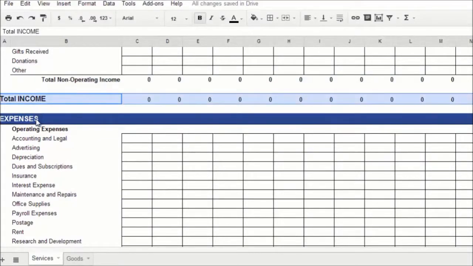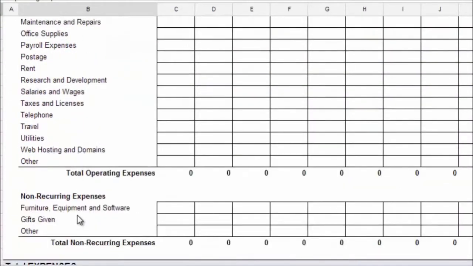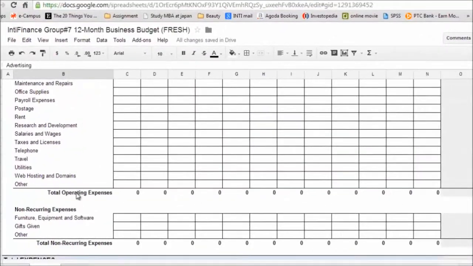Next will be the expenses. There will be two categories for expenses, which are operating expenses and non-recurring expenses. Operating expenses are the costs or expenses of a business that are used as part of its regular business activities. The example will be advertising, insurance, postage, rental, and so on. The total operating expenses will be in this row.